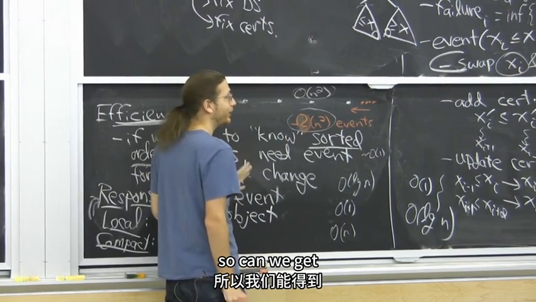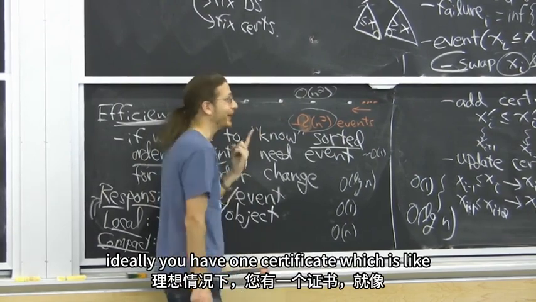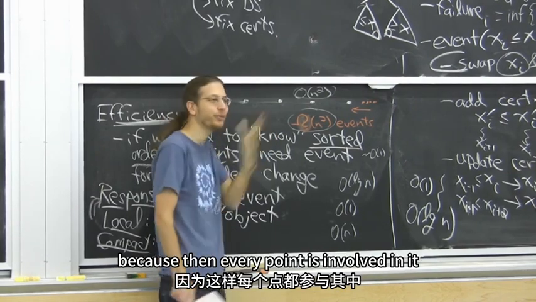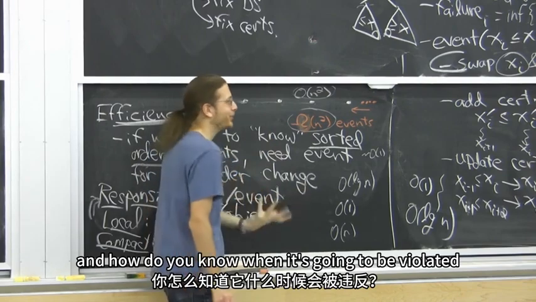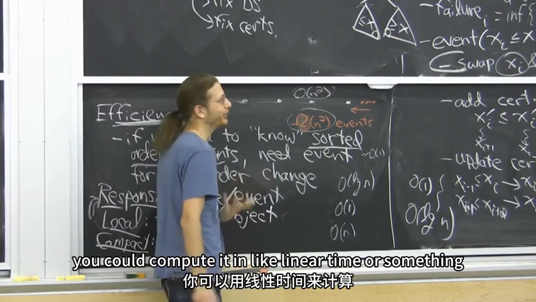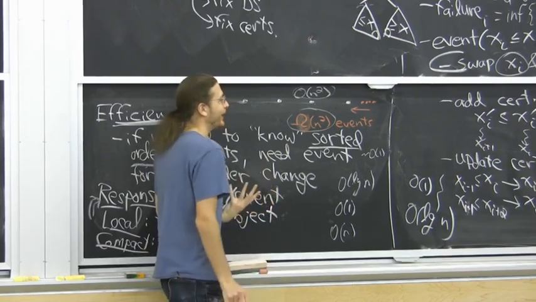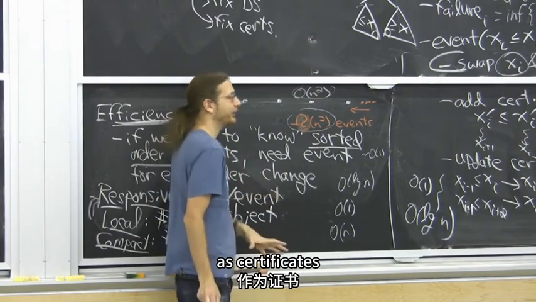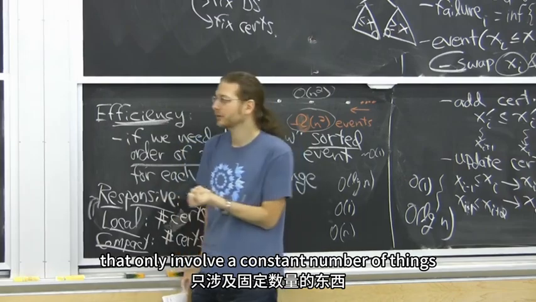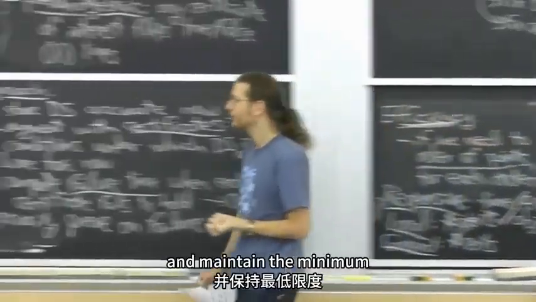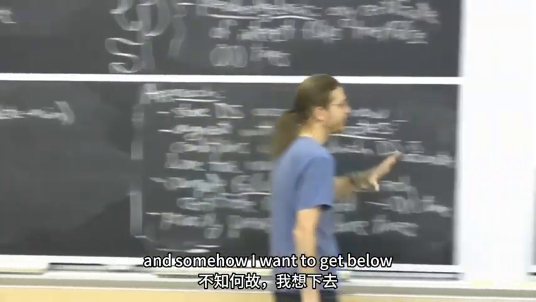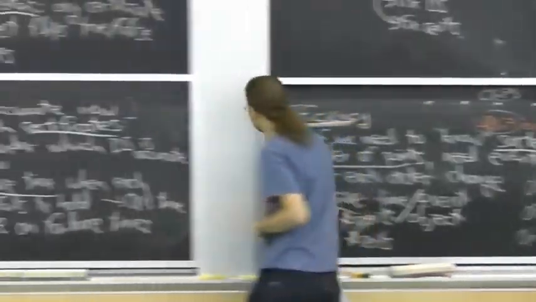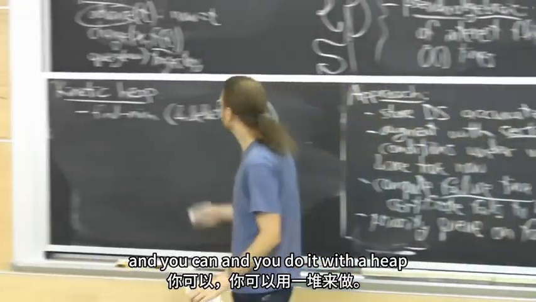So ideally you have one certificate which is like, this point is the minimum. But that's not such a good certificate because then every point is involved in it. And how do you know when it's going to be violated? I guess you could compute it in like linear time or something. It's not a good plan. We need to break down into certificates that only involve a constant number of things and maintain the minimum. And somehow I want to get below quadratic number of events in the worst case. And you can, and you do it with a heap.